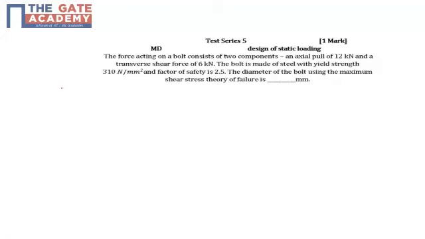Let's discuss a question from machine design. This is from basic static loading. So you have a bolt which looks like this. You have an axial pull of 12 kilonewton, and you have a shear load of 6 kilonewton.